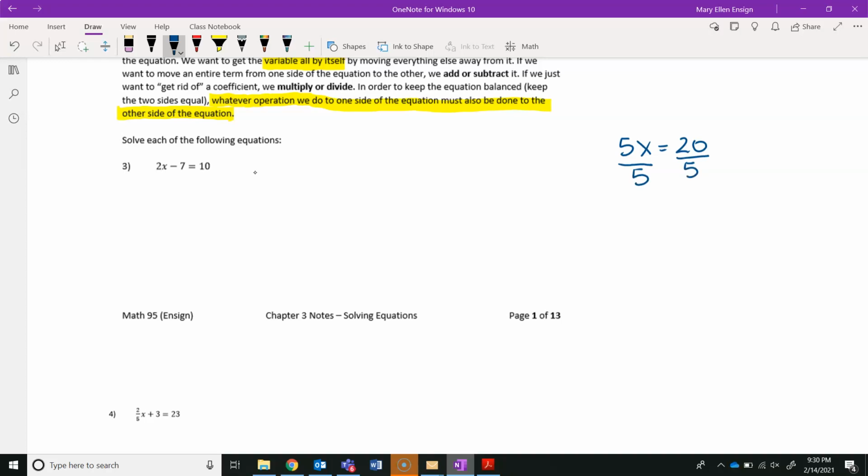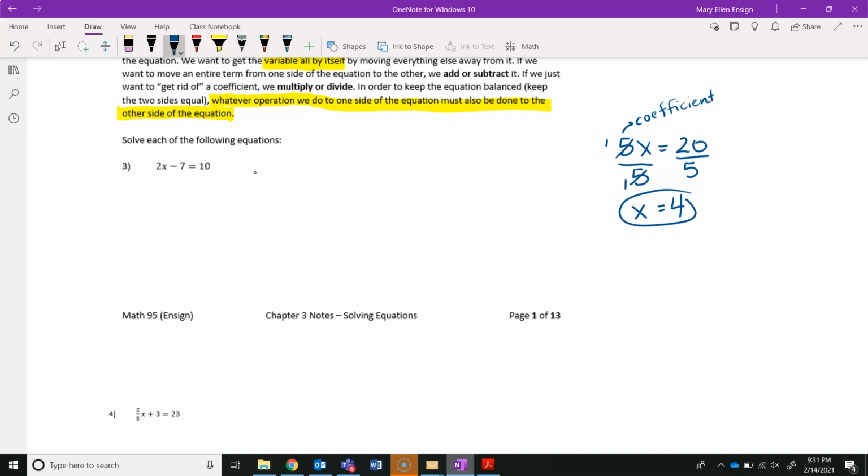Now another reason we would do this: anytime there's a number in front of the variable, we call this number a coefficient. Anytime there's a coefficient in front of x, or whatever the variable is, I want to divide by that because anything divided by itself always equals 1. So I don't want 5x, I want 1x. So by dividing by whatever's in front, I simplify this to be 1x, or I can write it as just x. And in this case, x is 4.